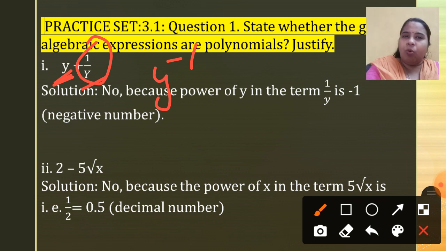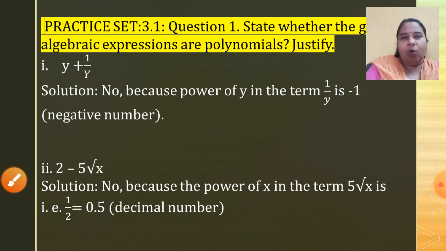Is minus 1 a whole number? No, it's a negative number. So what can you say? No, this is not a polynomial because the power of y in the term 1 upon y is minus 1. Okay, same way, see the next one.